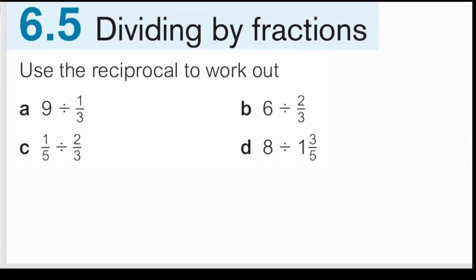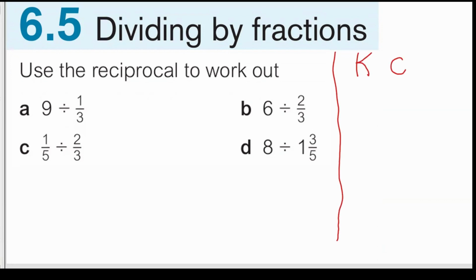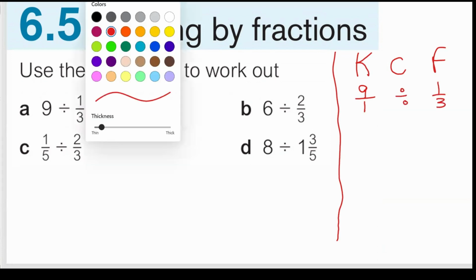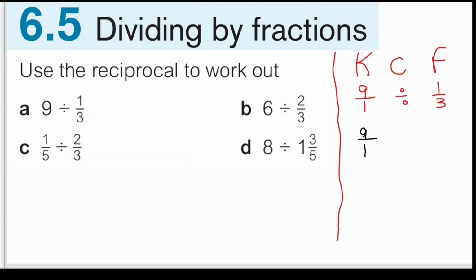Now, dividing by fractions, you have two ways to do this. The first way I like is keep, change, flip. So let's say I have 9, which is 9 over 1, divided by 1 over 3. If I say keep, 9 over 1 stays the same. Change, it becomes multiplication. Flip, it becomes 3 over 1. And then 9 times 3 is 27, and it's over 1, so it's simply 27. So this is the first way you can do it.